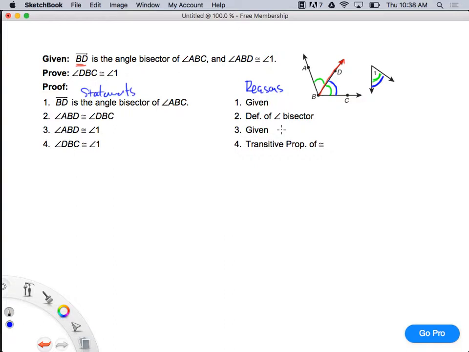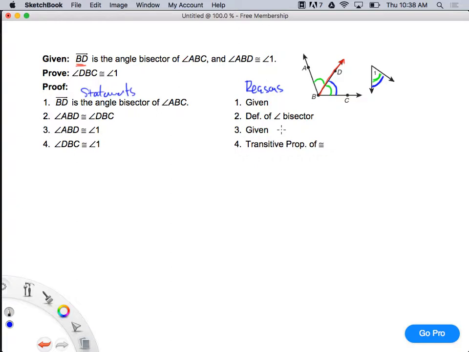The transitive property of congruence. You guys remember that? If this is congruent to this, and this is congruent to this, then I can cut out that middle one and say directly DBC is congruent to angle 1. You understand? Instead of having this and this, I just cut that out and say directly DBC is congruent to angle 1. That's what the transitive property does. Transitive property just means to flip, right?